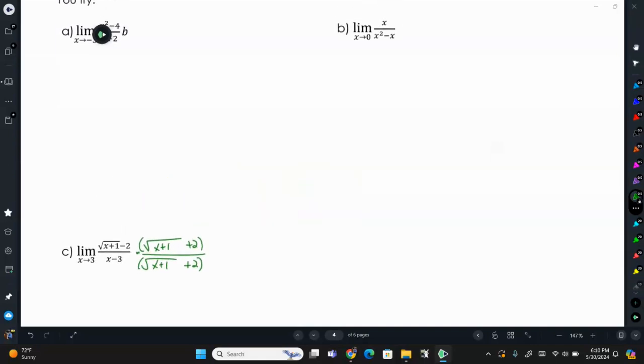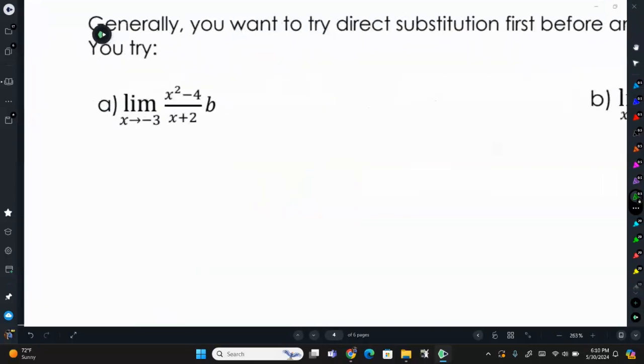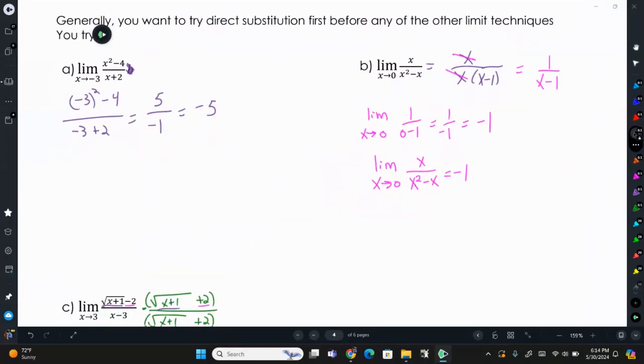So go ahead, pause the video, and try this, and then once you're done, unpause it, and we can see how you did. All right, so here are your answers. Hopefully A and B weren't too difficult. When looking at letter A, we would just have to substitute that value in. There wasn't anything else that you really needed to do for that, and you get -5.